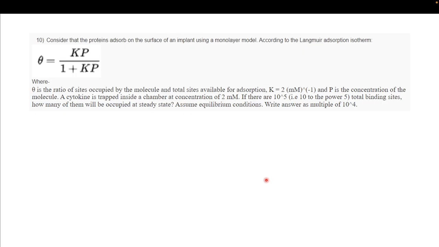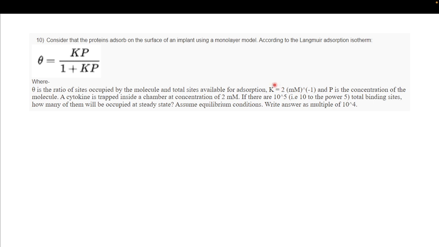Next, we have to consider that proteins are adsorbed on the surface of an implant using a monolayer model, meaning there's an implant and on its surface there is one single layer of these proteins. According to the Langmuir adsorption isotherm, we get something known as a theta value. What is theta? This is the ratio of sites occupied by the molecule to the total number of sites available for adsorption. Your implant will have a finite surface, so this value tells us how many sites are occupied by the protein divided by how many total sites are present on that implant surface for the protein to adsorb.